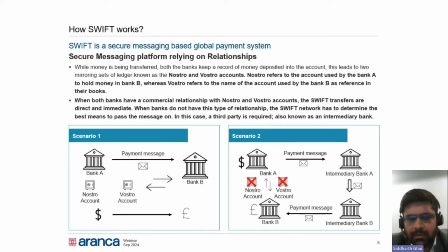However, if there is no transaction relationship between bank A and bank B, so there is no Nostro account of bank A and bank B for that matter, then there is an intermediary bank that comes into the picture, and that enables and does the transaction from bank A to bank B. So as shown in scenario 2, bank A usually sends the message to an intermediary bank, and the intermediary bank later sends the message to an intermediary bank again, and that message flows to bank B. So this is how the transaction happens through relationships and a secure messaging platform, that is Swift.